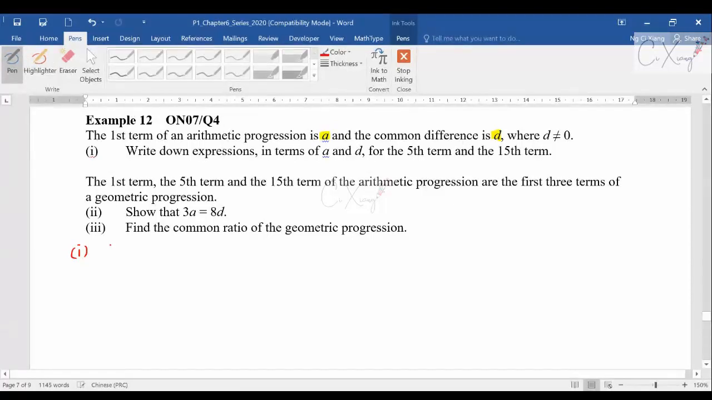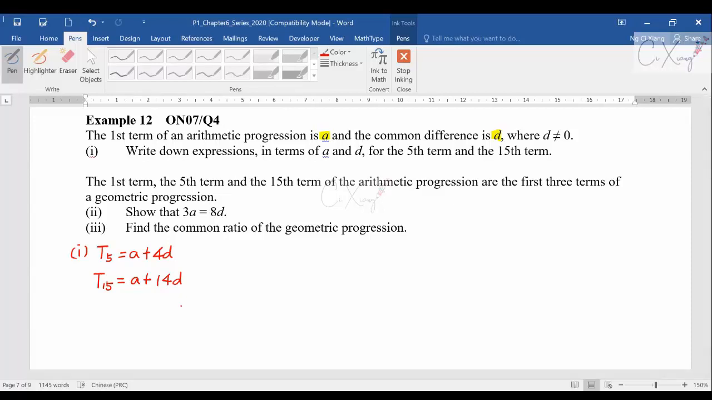We have the arithmetic progression. Therefore, for T5, what is the formula? It equals A plus N minus 1 D. N minus 1 becomes 4, so you have A plus 4D. How about the expression for T15, the 15th term? It will be A plus 15 minus 1, which becomes 14, so A plus 14D. So this is what you have for part number 1.